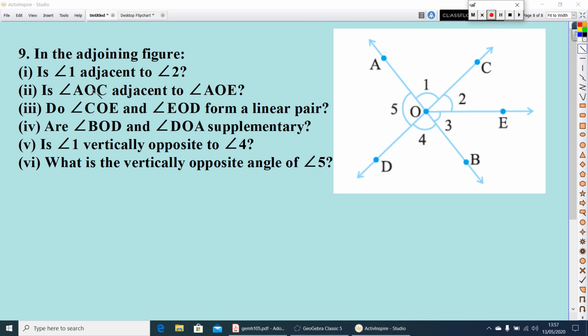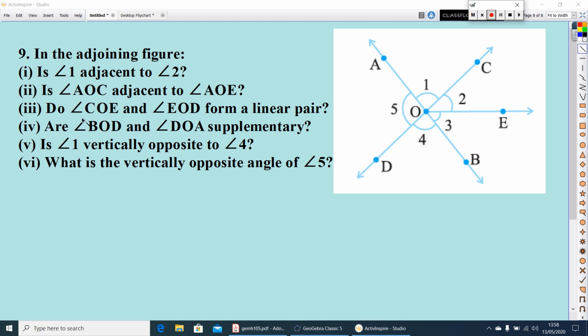Now second, is angle AOC, this is angle AOC, adjacent to angle AOE? Are they adjacent? Here, the non-common arms will not be on either side. So, it cannot be adjacent.